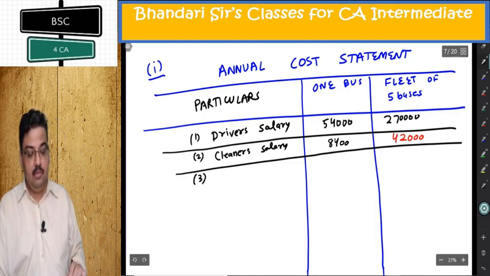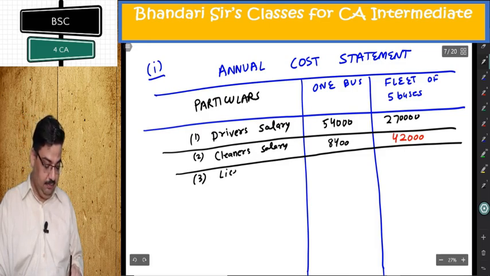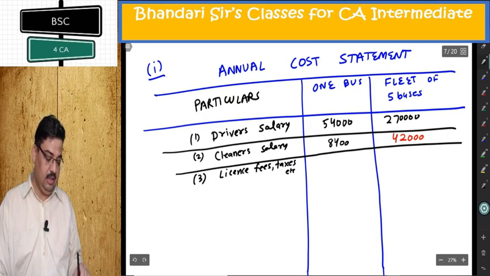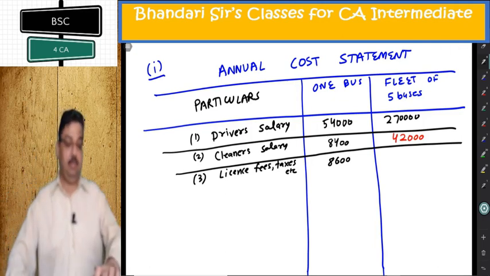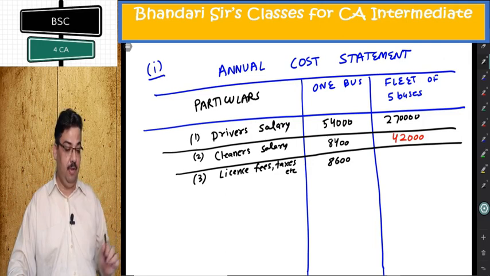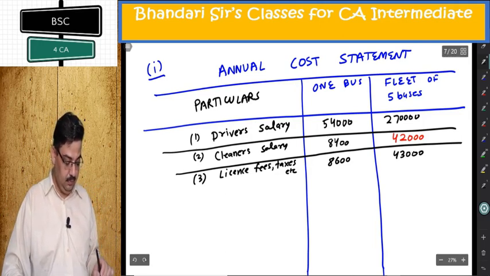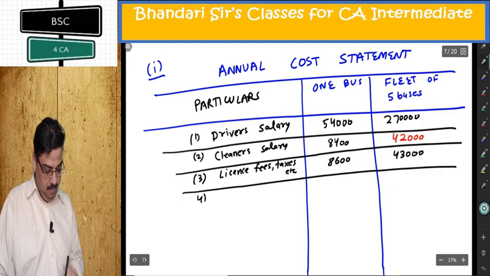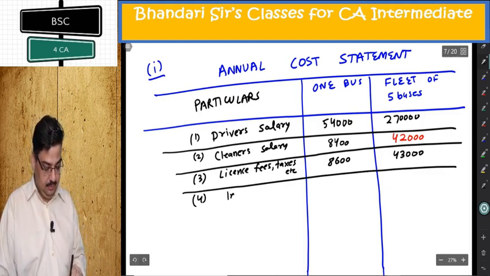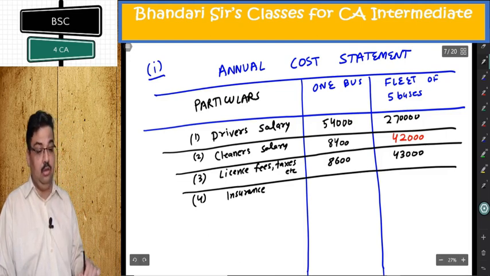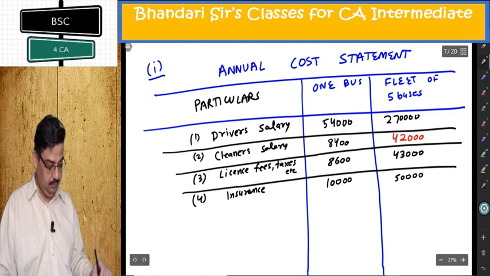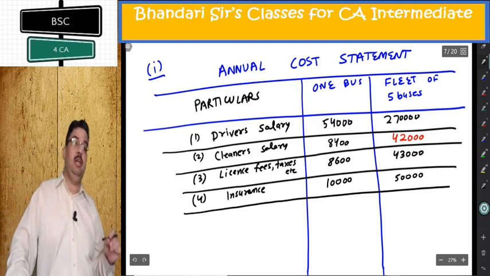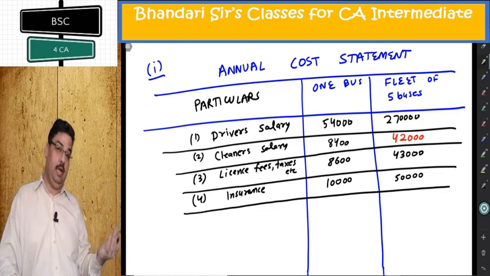Number 3. License fees, taxes, etc. It is given 8,600 per bus per annum. I need this. Per bus per annum is what I am looking for. Multiplied by 5, I am getting 43,000. Number 4. Insurance. 10,000 per bus per annum. Again same. 10,000, 50,000. I need per annum, I need per bus for the first amount column and for the second amount column multiplied by 5.